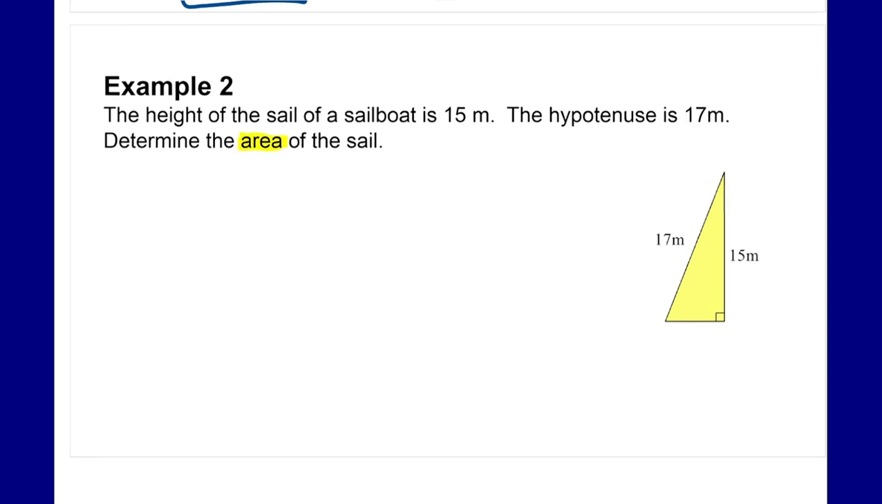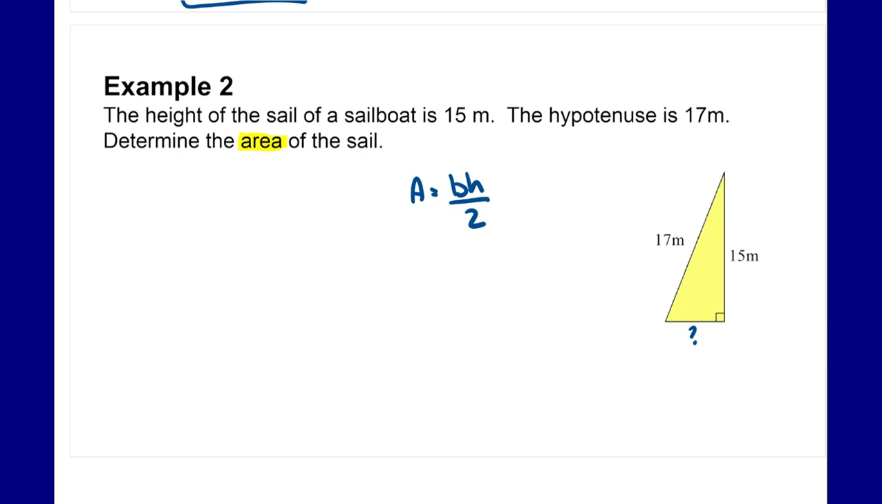So this is important because reading the question, we want to find the area of the sail. We don't want to find anything else. We want to find the area. Right? So the area formula for a triangle is base times height divided by 2. I have my height, 15, but I don't have my base. I have the hypotenuse, but that's not the base.